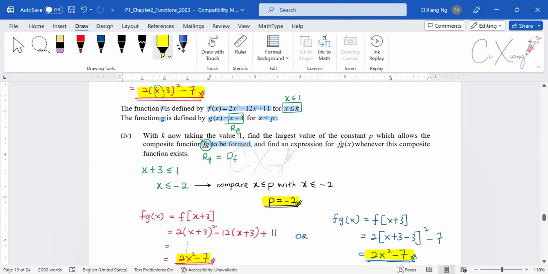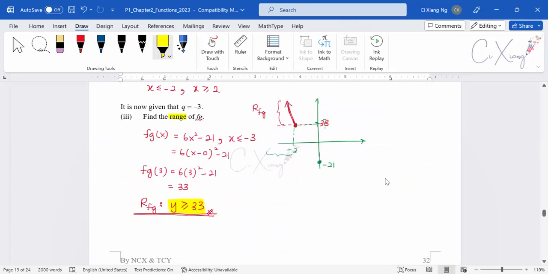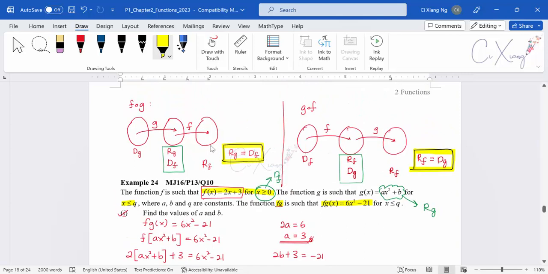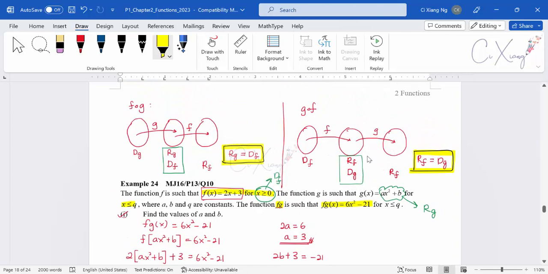So these are all the examples that we have about the composite function. Especially, you need to take note of the concept of domain and range for the composite function. We will stop our discussion here. For the next video, we will be discussing the concept of inverse function.